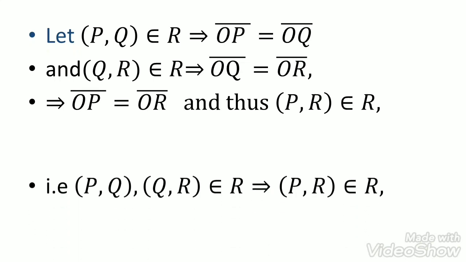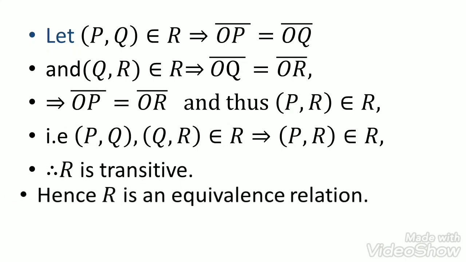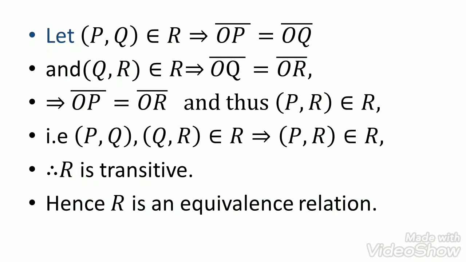So by the definition of transitivity, it is a transitive relation, and since these three conditions are satisfied, therefore we can say R is an equivalence relation.